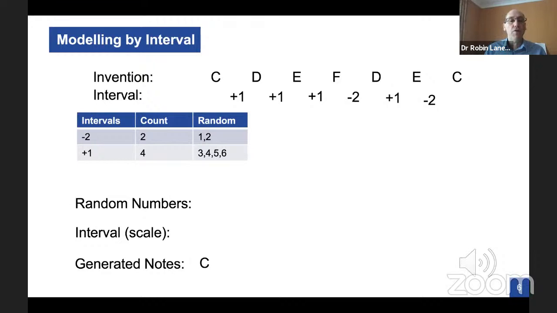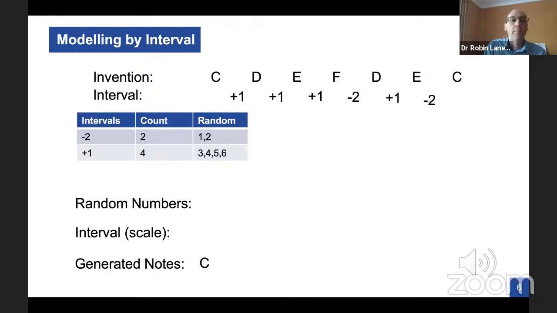Okay, so now let's try and generate some music from this model. Because we're now working with intervals, we need to choose an initial note. So I'm going to choose to copy Bach. I'm going to use the C as the first note. Now, you might think this is cheating, but this is probably what most composers would do. Composers frequently copy other people.